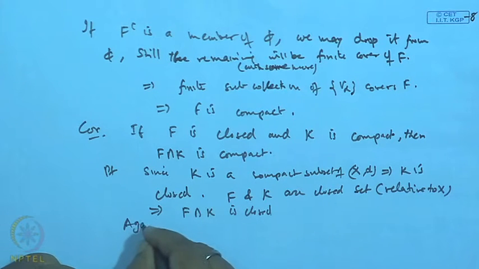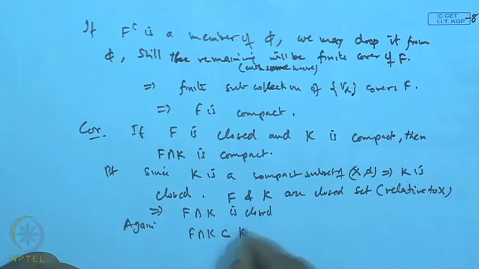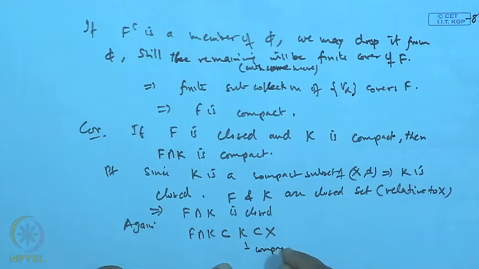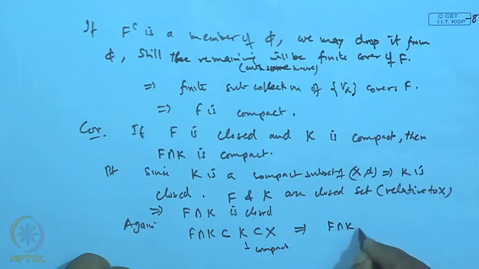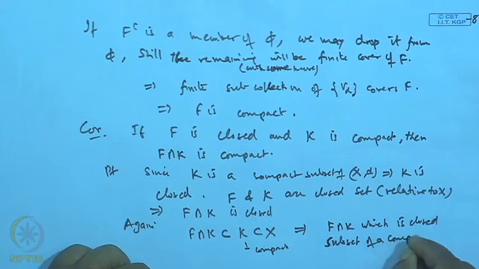Again, this intersection F intersection K is totally contained in K, which is contained in X. K is compact. So, every closed subset of a compact set is compact. So, this implies F intersection K, which is a closed subset of a compact set, is hence compact.